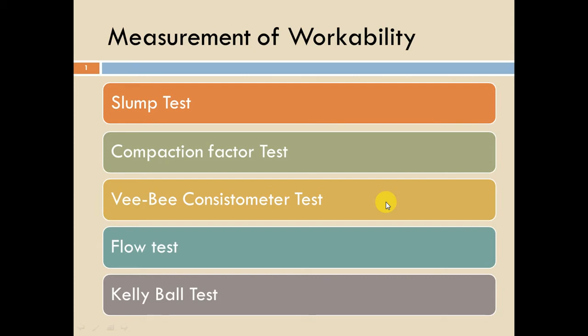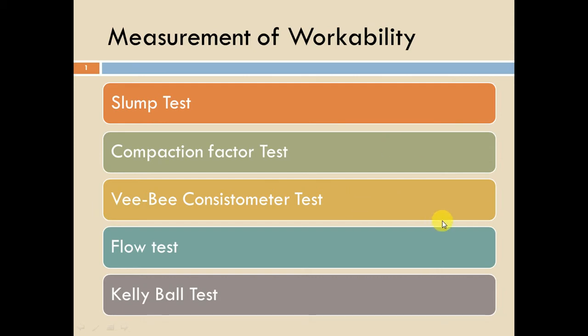Whereas the Kelly ball test is also used to measure the workability of concrete, but since it gives inaccurate results, and also in that test a large quantity of concrete is required, whereas in the other four tests you don't require a large quantity of concrete, that test usually is not adopted. So out of five, we can use four tests to measure the workability of the concrete.